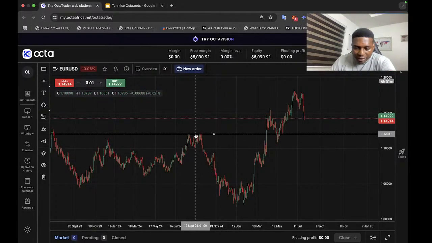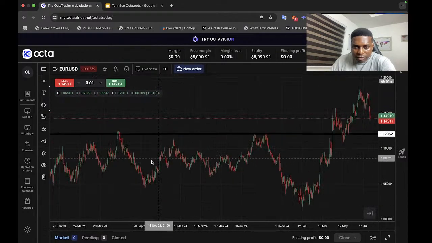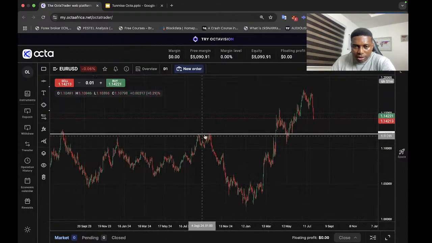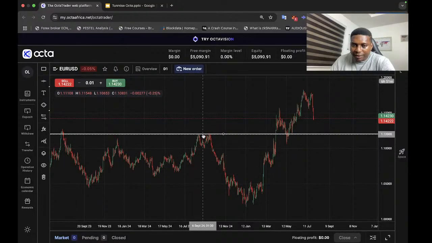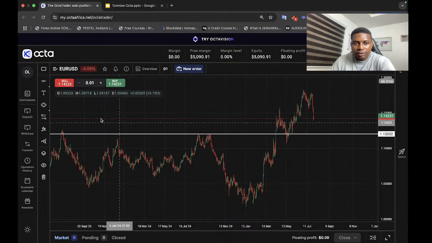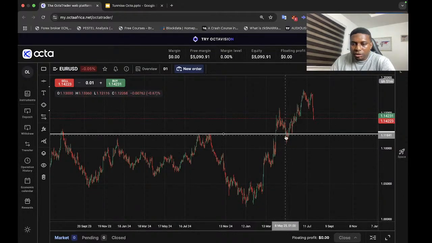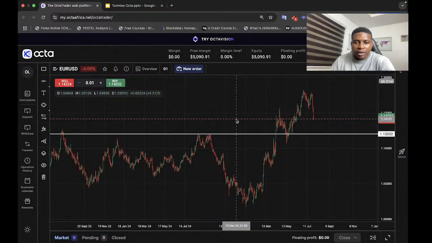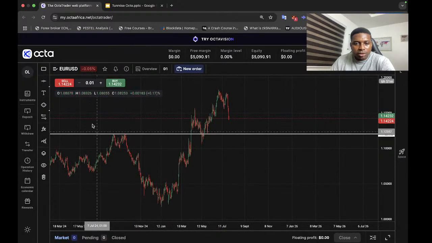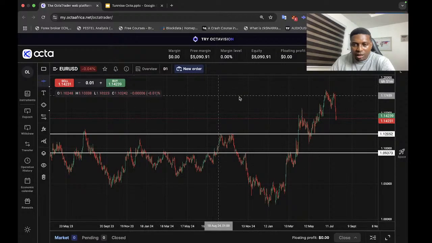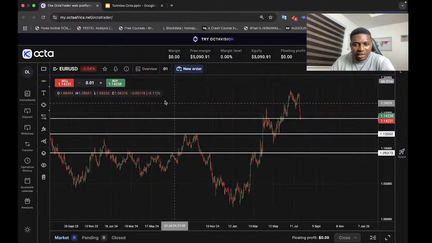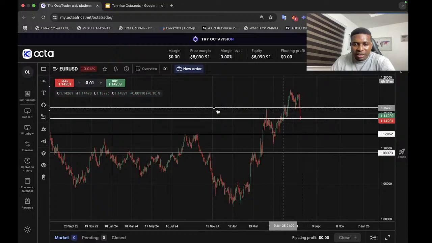We can see that this level here is a support zone. This level here is a support zone. This level here is another support zone. This level here is a resistance zone. This level here is also another resistance zone. And we can also see that this level acted as a support here. Let's also look at other levels. Let's look above. We have this level where price is currently dangling, and then we have this level, then this level.